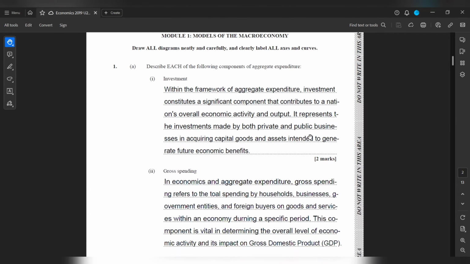In economics and aggregate expenditure, gross spending refers to the total spending by households, businesses, government entities, and foreign buyers on goods and services within an economy during a specific period. This component is vital in determining the overall level of economic activity and its impact on gross domestic product, GDP.